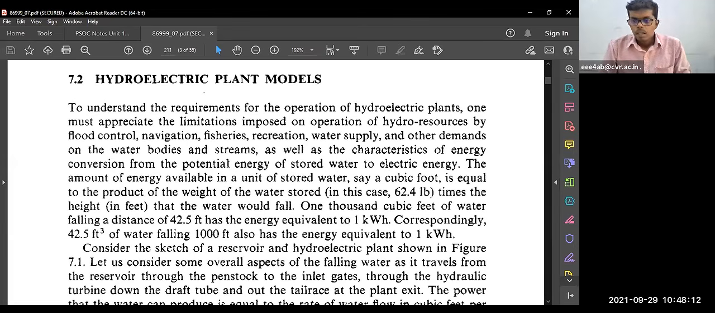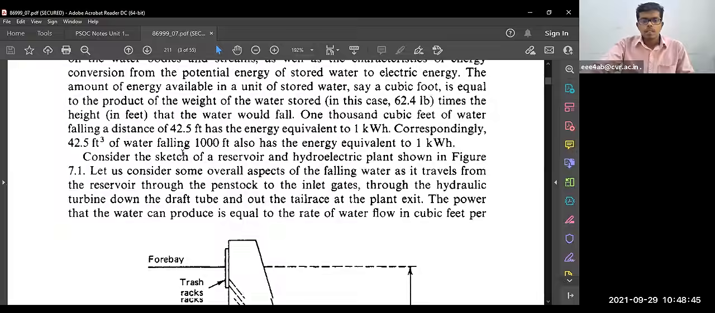Very good morning. Today we are going to see hydroelectric plant models as well as the coordination between the hydro and thermal generating units. How the hydro and thermal generator units are coordinated, how we are scheduling, and how optimally we are going to schedule these two generating units.